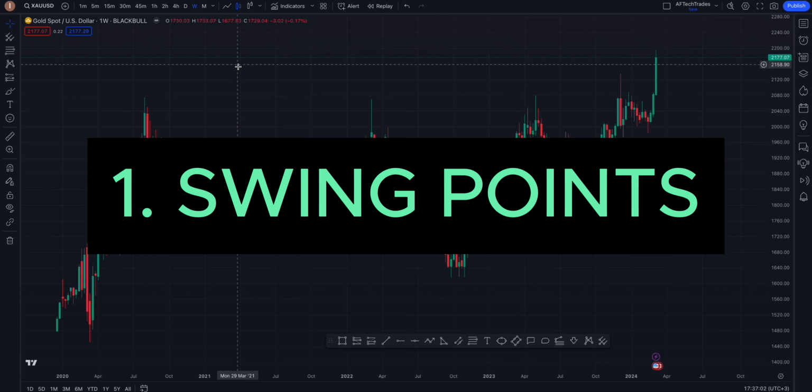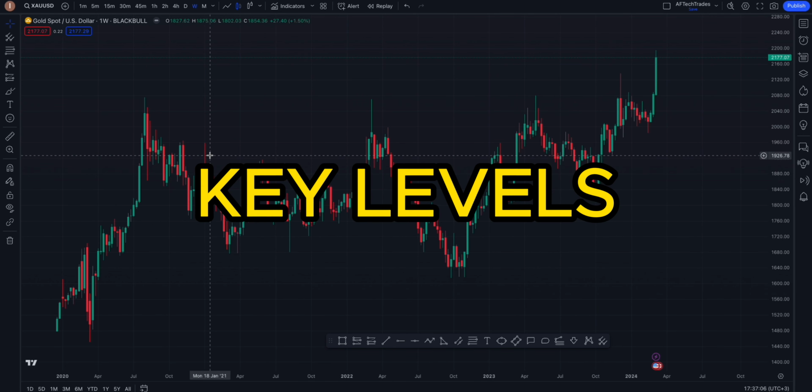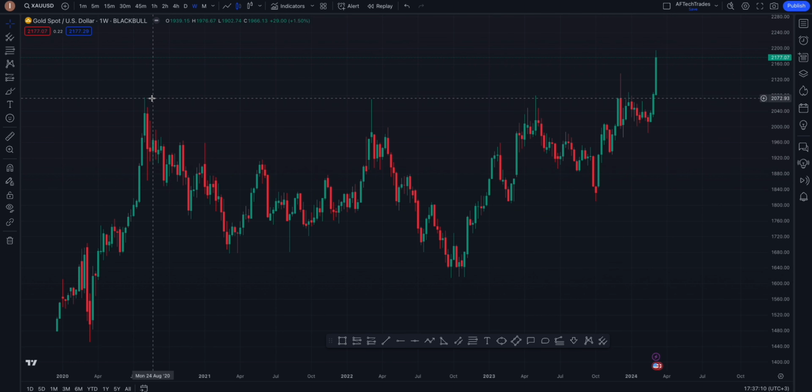Now, to determine the swing points here, first of all, let's mark our key levels. What are key levels? Key levels are where you have had price reactions in the past, where possibly something could happen around that zone again. If I pick this tool here, we had a high here, right?